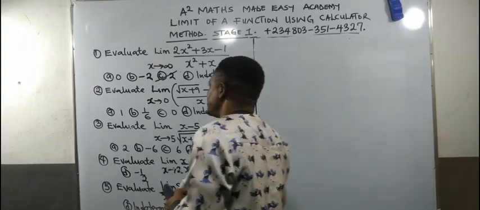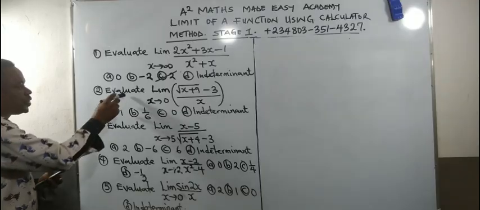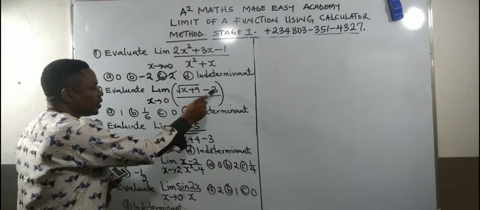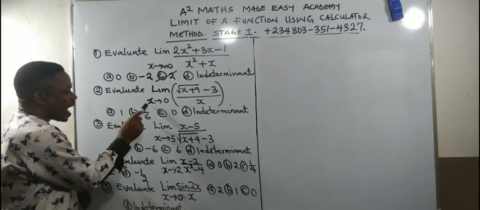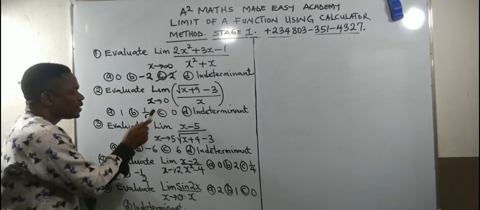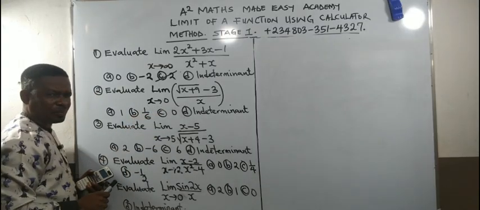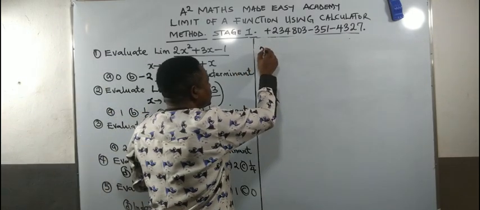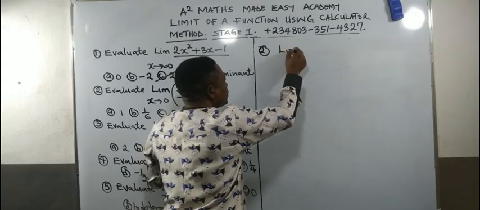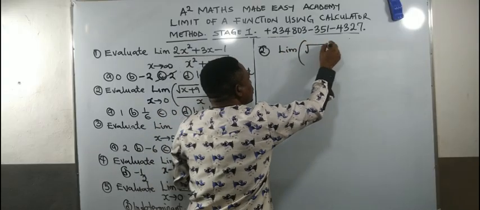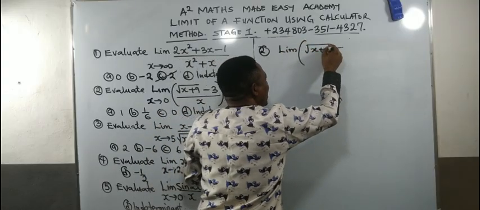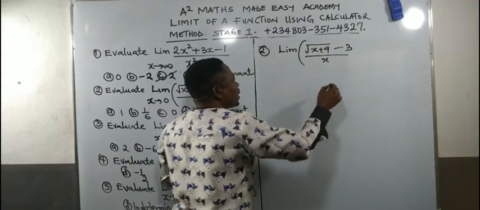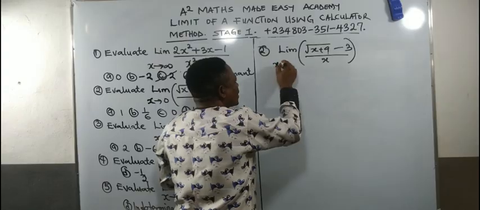What is question number 2? Watch. The question says we should evaluate the limit of square root of x plus 9 minus 3, all over x, as x approaches 0. Now they have given us what x approaches. Now, let me complicate this time around. Can I write the question out? This is number 2. The limit of square root of x plus 9 minus 3, then all over x, close the bracket, as x approaches 0.